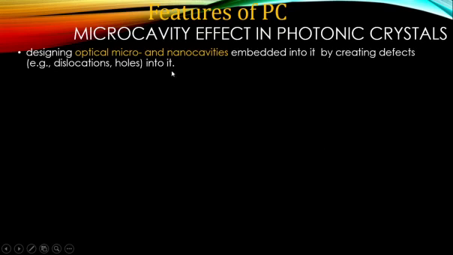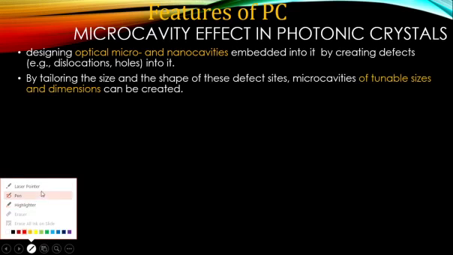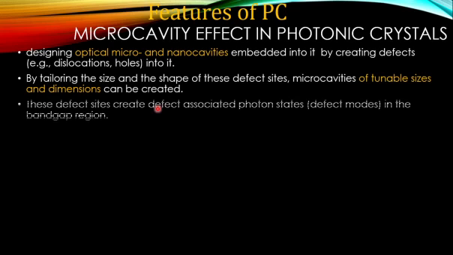So we can design micro or nano cavities embedded into the photonic crystal by creating defects in the crystal. The defects could be dislocations or holes or anything like that. So you can tailor the size and shape of these defects. That means you can control the size of the defect, and hence a microcavity of tunable size and dimension can be created. So these defect sites create defect-associated photon states. That is what we mean by defect modes.